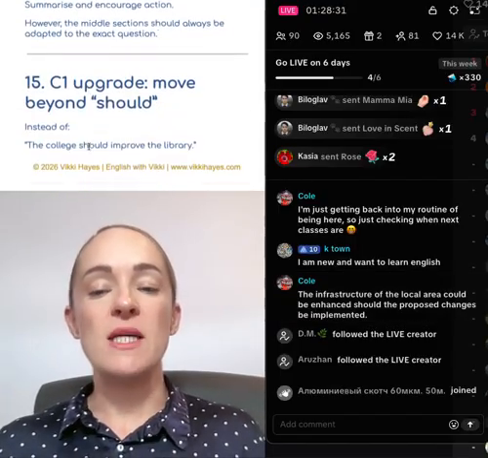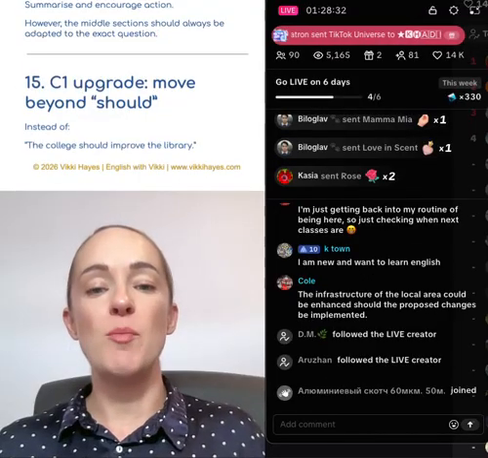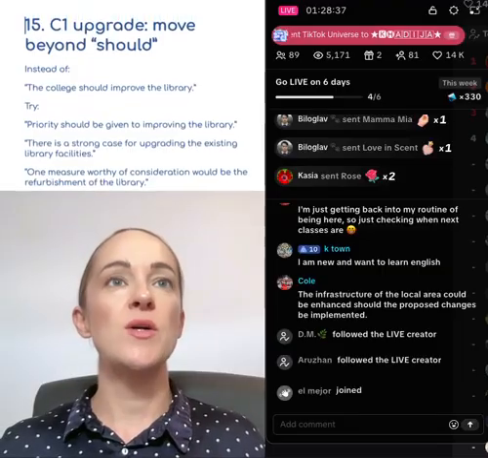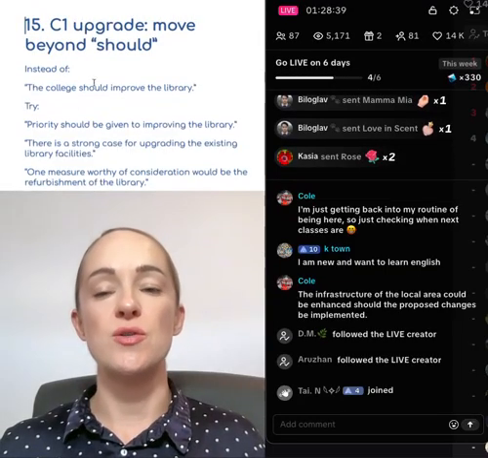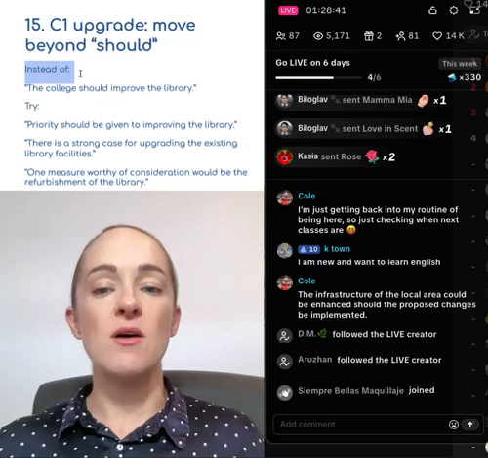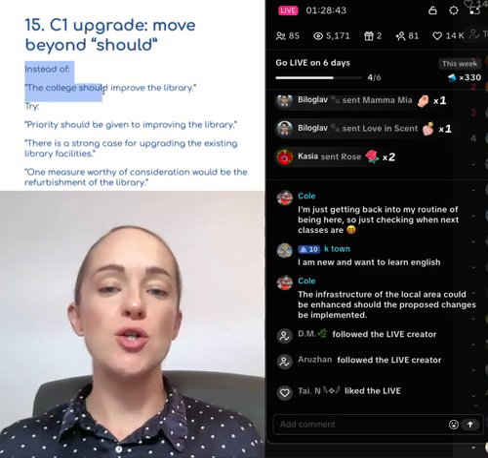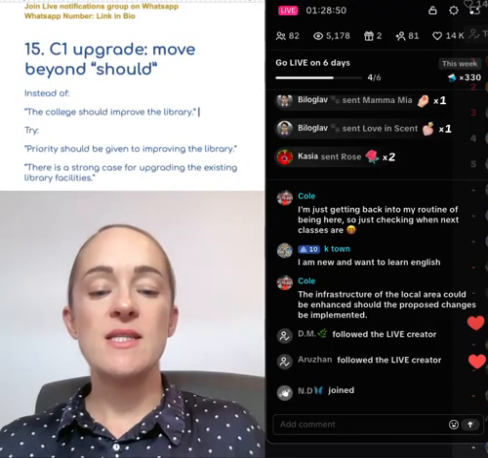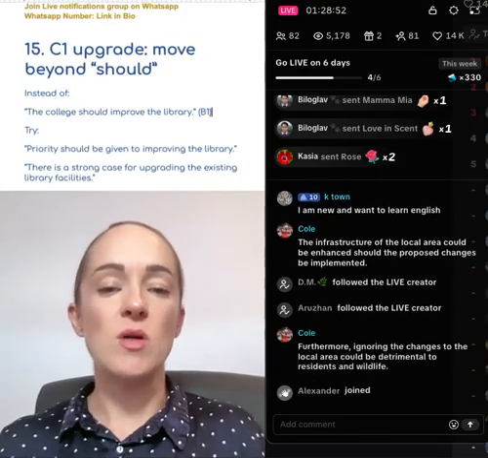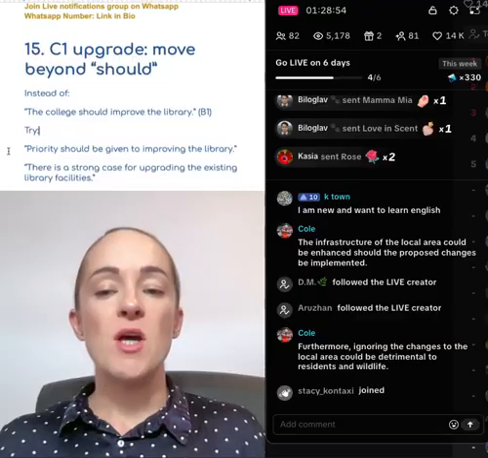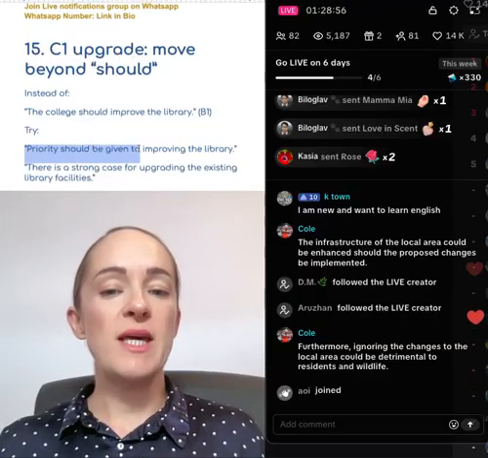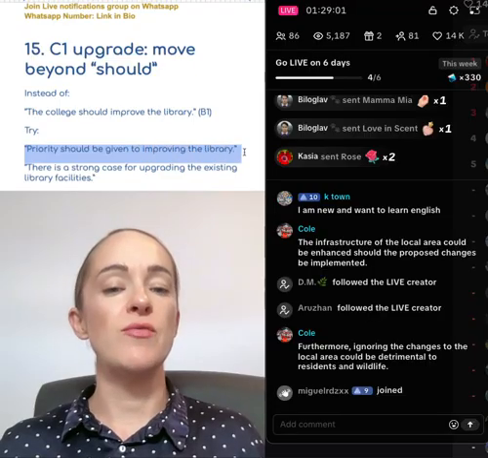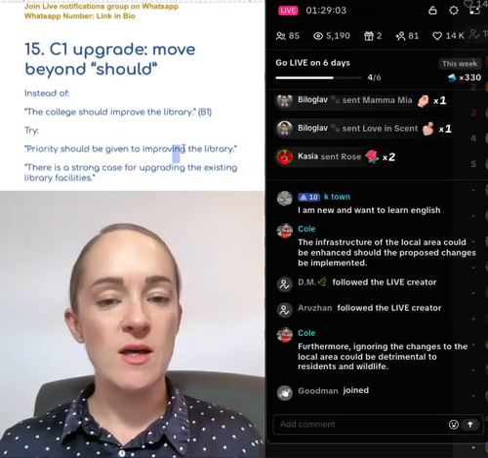So 15. For C1, we have a little upgrade here. We're going to go beyond using should. So instead of "the college should improve the library", which is honestly like level B1, try: "Priority should be given to improving the library", with -ing.